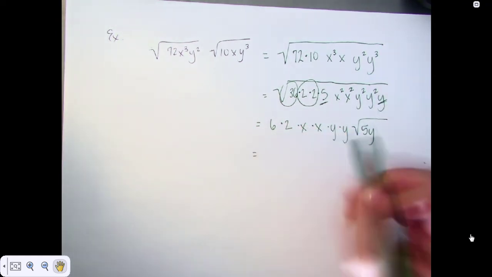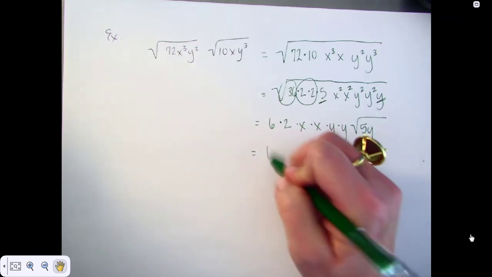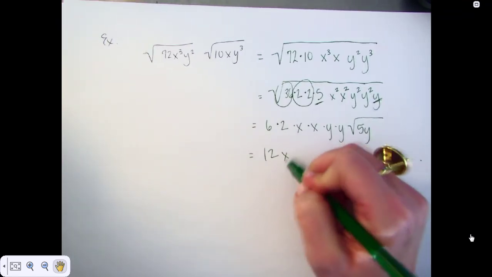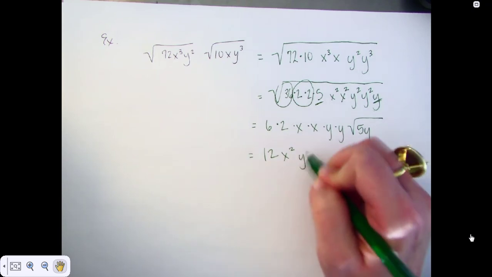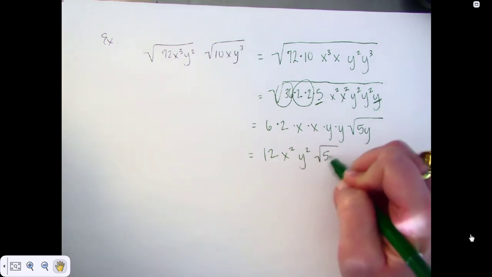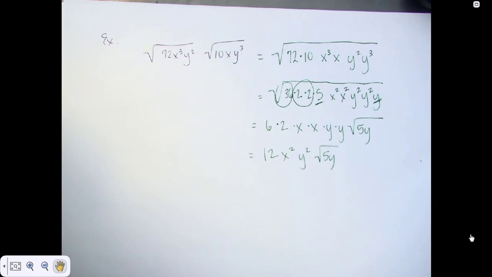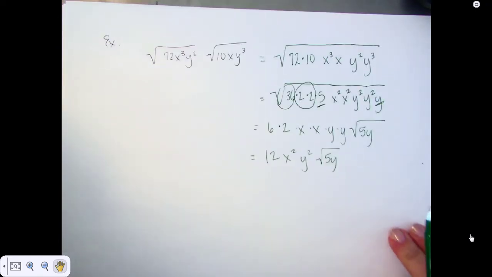And now just tidy up this part in the front. So 6 times 2 is 12. x times x is x squared. y times y is y squared. And we get square root of y. Now this isn't the only way you can go about it. This is just one version of it.